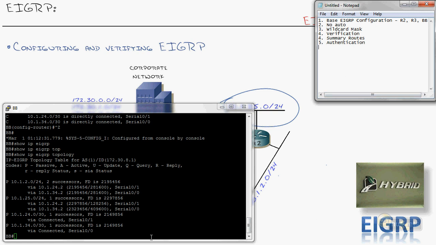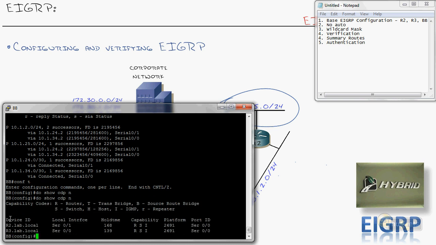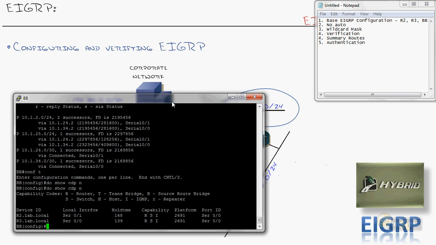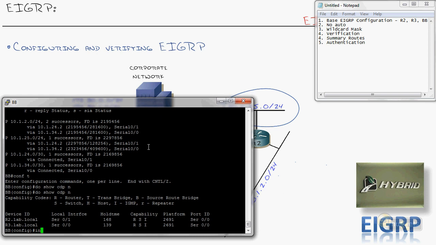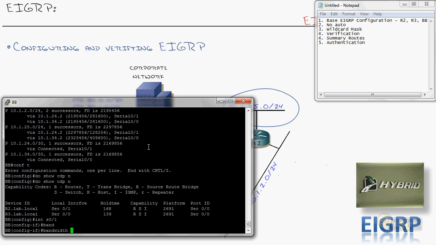So let's set the bandwidth, right? Let's quickly get our bearings. I'll do a show CDP neighbors. And I've got router 2. Okay, so router 2, let's squish this down, is right here, 128 kilobits per second, and router 2 is out serial 0/1. So we'll go serial 0/1, and we'll do bandwidth 128K.